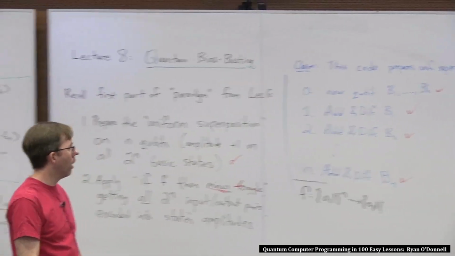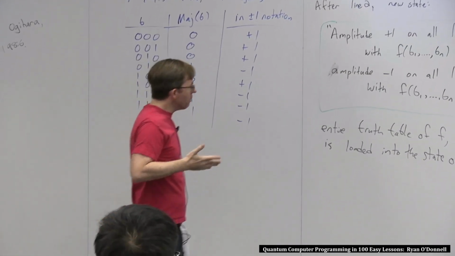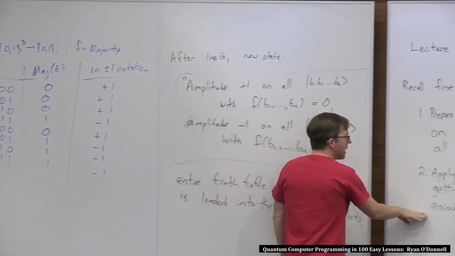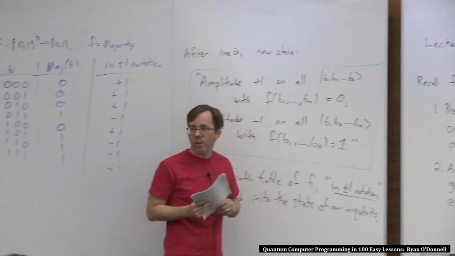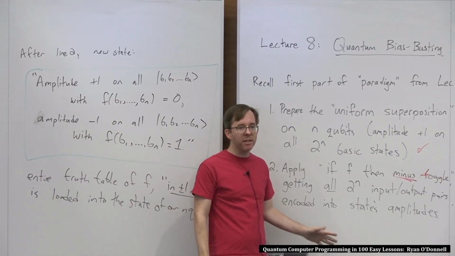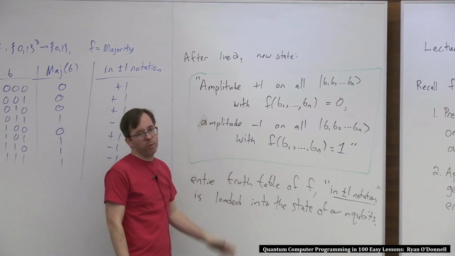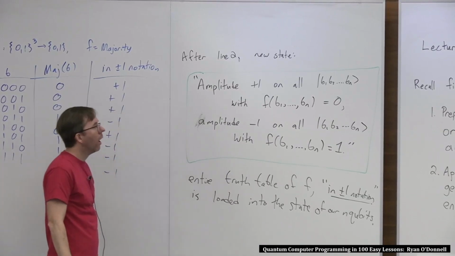Okay, so any questions about this? Great. So at this point, it really seems like quantum computing has done something truly amazing for us. We computed all possible values of f simultaneously with one call to f, basically. But now the question is, now what do we do with this?